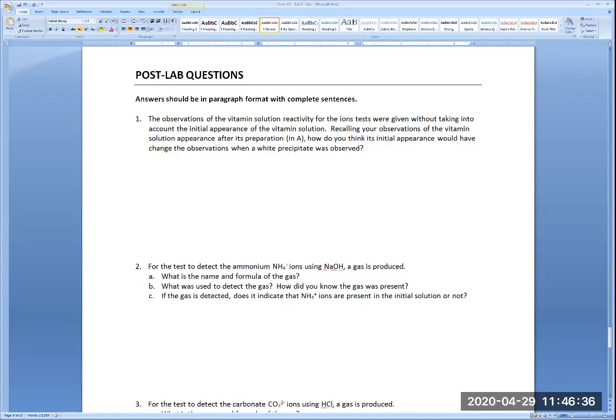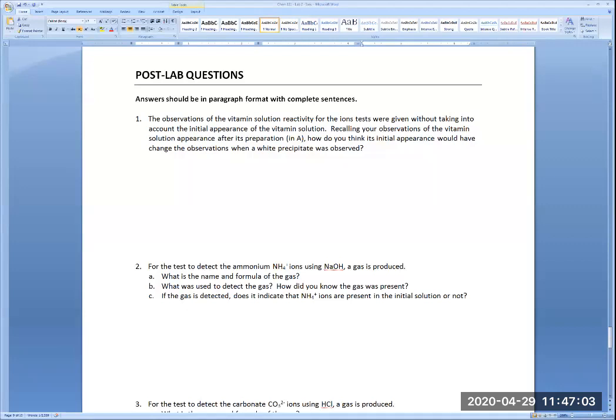But this doesn't tell you about the color. The color of the precipitate could be different than white. It could be blue, green. And the solution could still have a different color too. The solution could still be brown, pink, blue. And so you have to take into account that the precipitate itself can have a color, and the solution also can have a color.